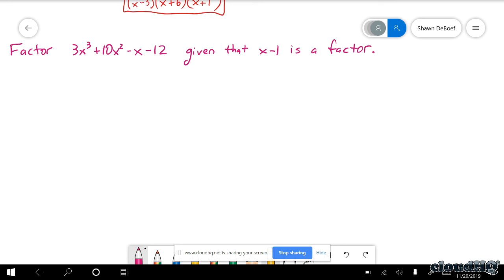So what do I do? Yeah, divide it out. The factor is x minus 1, so the 0 was 1. That's what you put in the box.